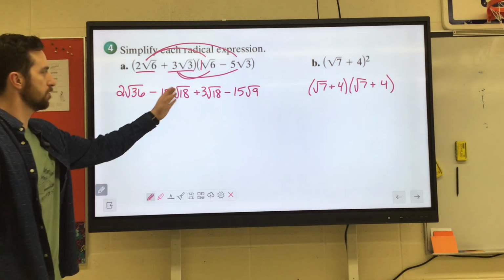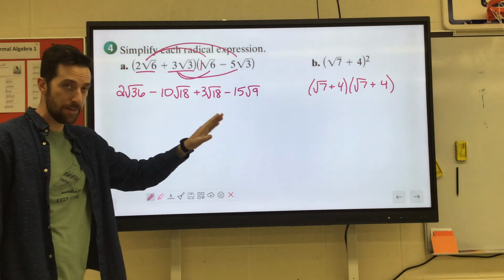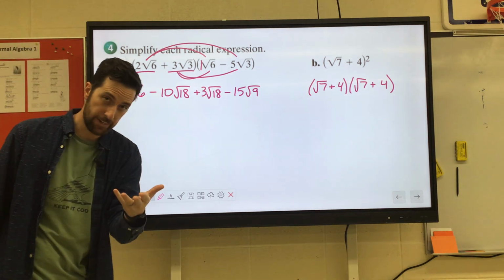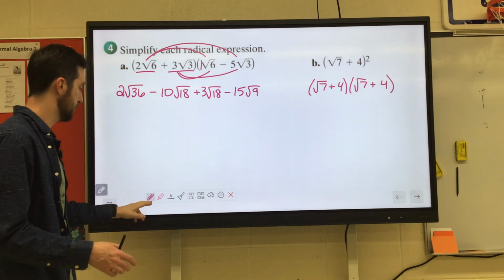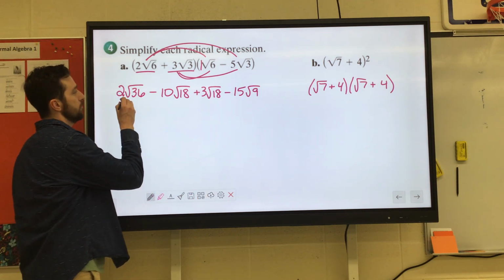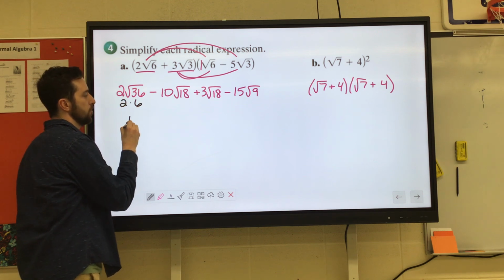Now, I notice these are both root 18s. We can combine them now. I also know that 9 is a perfect square that goes into it, so you could break it down first with that as well if you want. Here, look, 2 root 36 is really 2 times 6, which is 12.